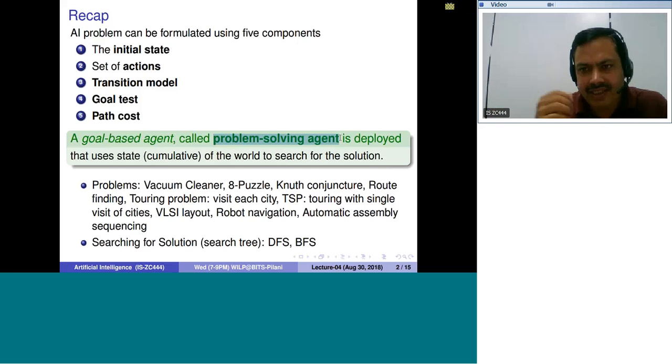So reflex actions are also important, but those cannot be used in a big system, because they cannot do planning. They can only do things at a particular moment. Therefore, we discussed in the last class that if you want to make a system, you have to define some goal, and your system should be a goal-based system, and such a system we are going to call a problem-solving agent.